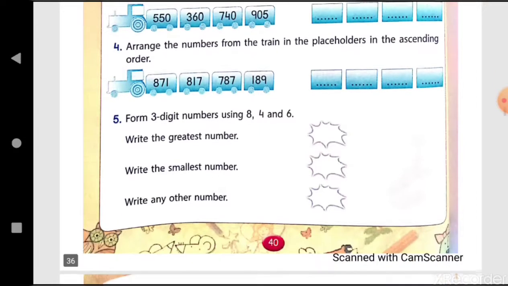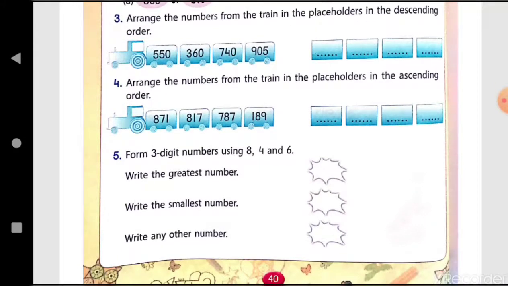Now next question is form 3-digit numbers using 8, 4 and 6. First you have to write the greatest number. So when you write the greatest number, we arrange the digits in decreasing order. That means when we write the greatest number, we write the greatest digit first, then next and then next. So we write the digits in descending order. So first is 8, then 6, then 4.